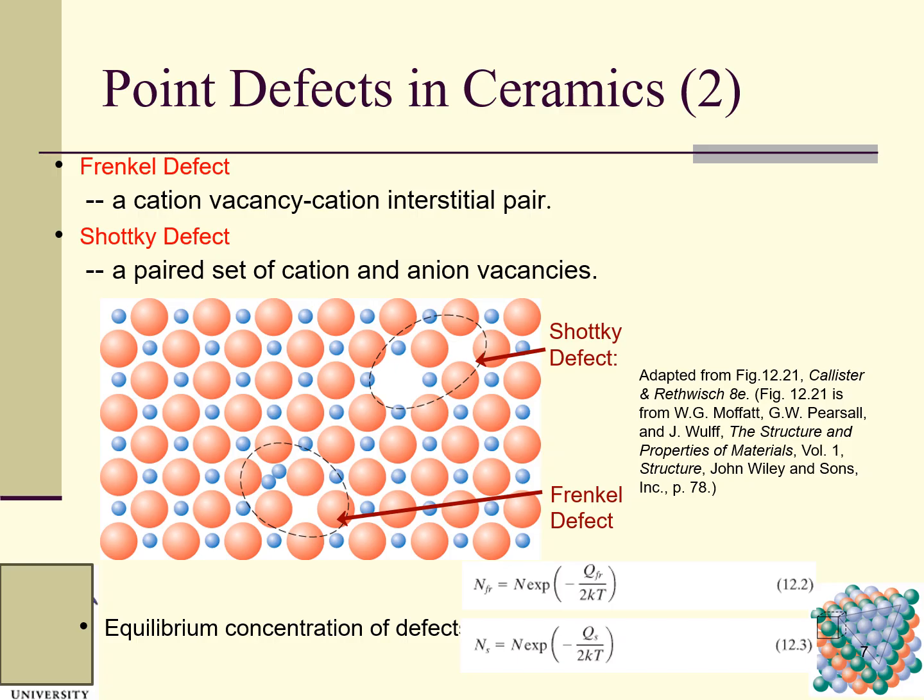a paired set of cation and anion vacancies. These are vacancies here. So for the equilibrium concentration of defects, we use these two equations here. Maybe you don't need to memorize these two equations, but I would suggest you know where to get them. If I give you this equation and ask you to solve a problem in the final exam, you should be able to know where to get this Q, where it is a T, capital T, and also lowercase k.